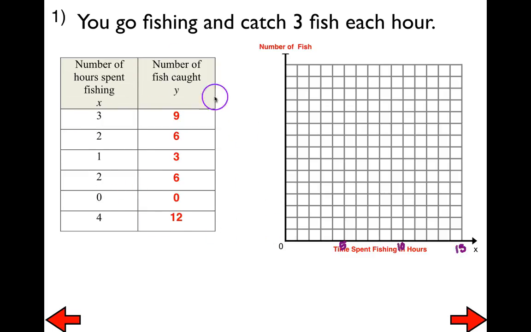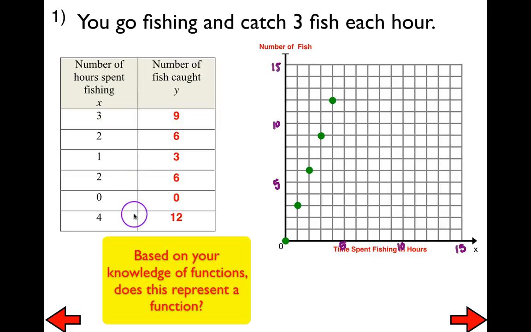And then in terms of y's, it goes anywhere between 0 to 12. So I think I can afford to also go by 1s here. So 1, 2, 3, 4, 5, 6, 7, 8, 9, 10, 11, 12, 13, 14, 15. So at this point, now that I've scaled it, I can plot these points: 3, 9; 2, 6; 1, 3; 0, 0; and 4, 12.